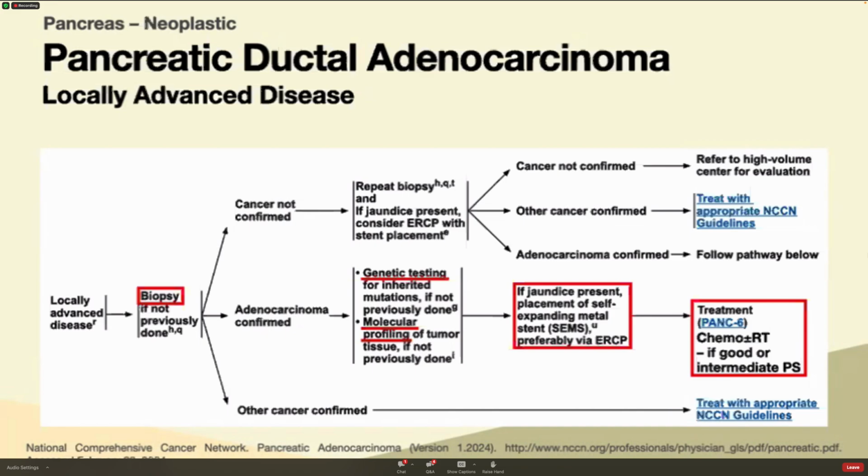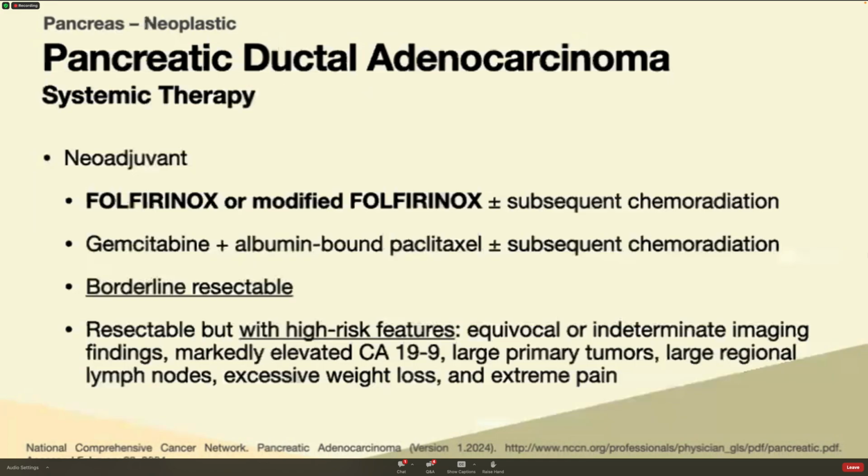So if the patient has a good or intermediate performance status, the patient can undergo chemo with or without radiation therapy. But if the patient has poor performance status, then other options include palliative therapy and best supportive care, or single agent chemotherapy or palliative radiation therapy.